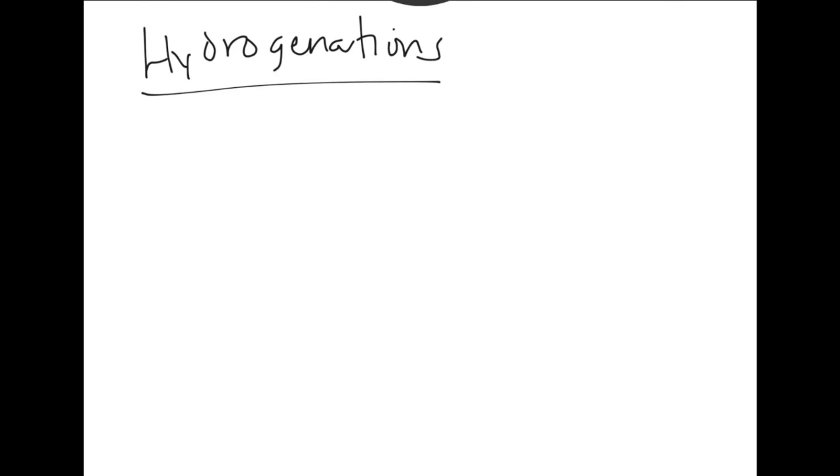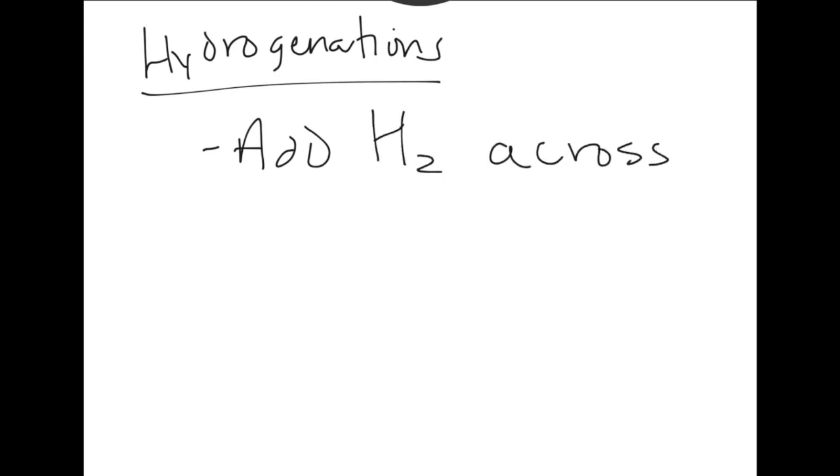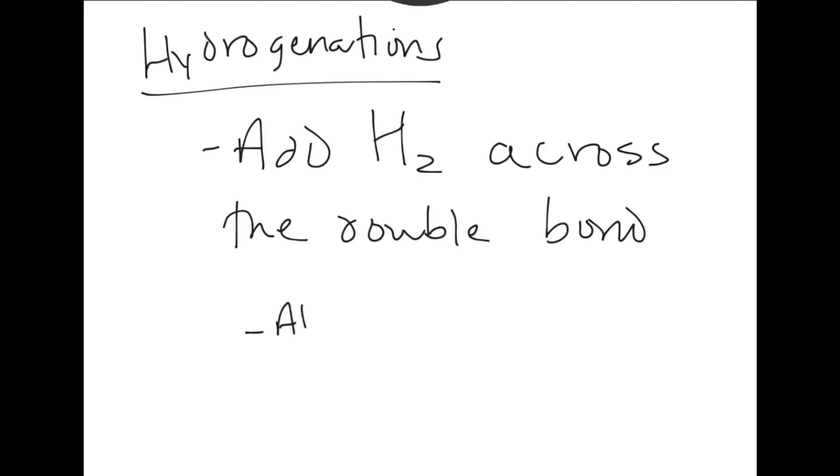All right. So hydrogenations, you add H2 across the double bond. Basically, you go from alkene to alkane. So wherever there's a double bond, you're going to turn that double bond into a single bond.